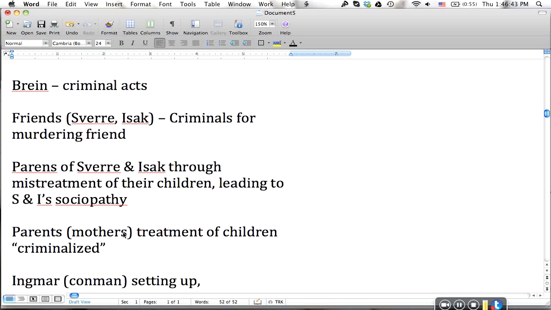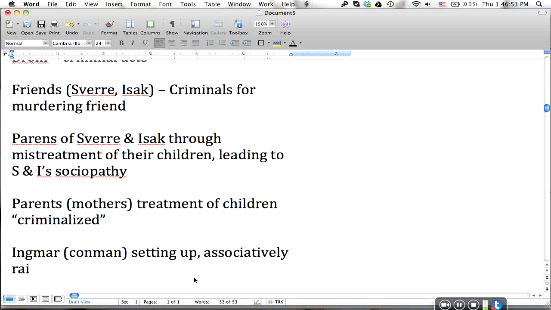So this is a good one to point out because we could say associative. And like, associative raises the issue of criminality.